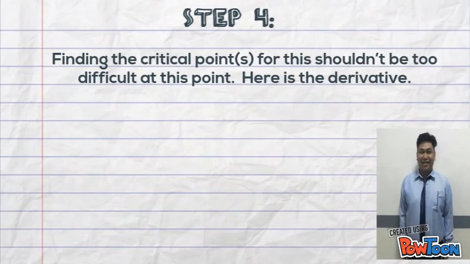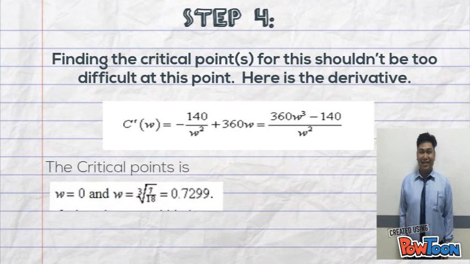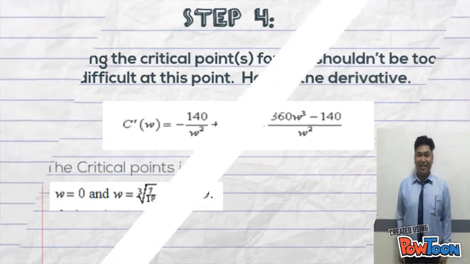Finding the critical points for this should not be too difficult at this point. Here are the derivatives. The critical points are W equals 0 and W equals the cube root of 17 over 18, which equals 0.7299.